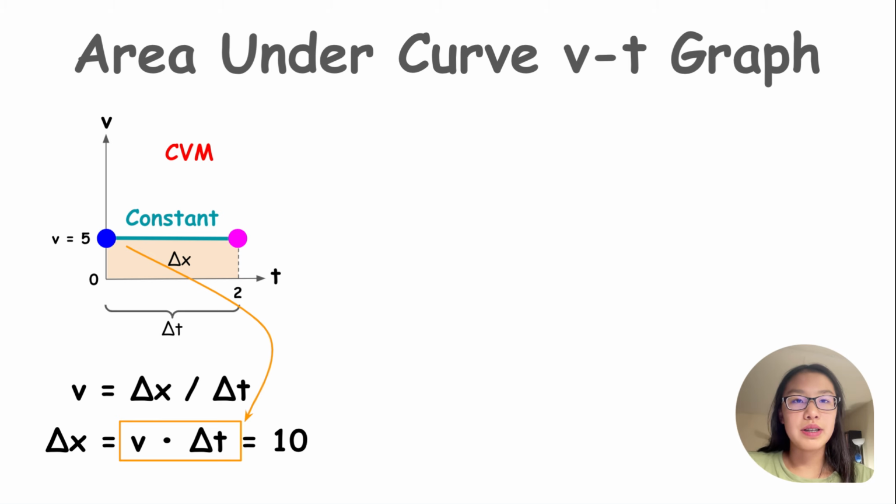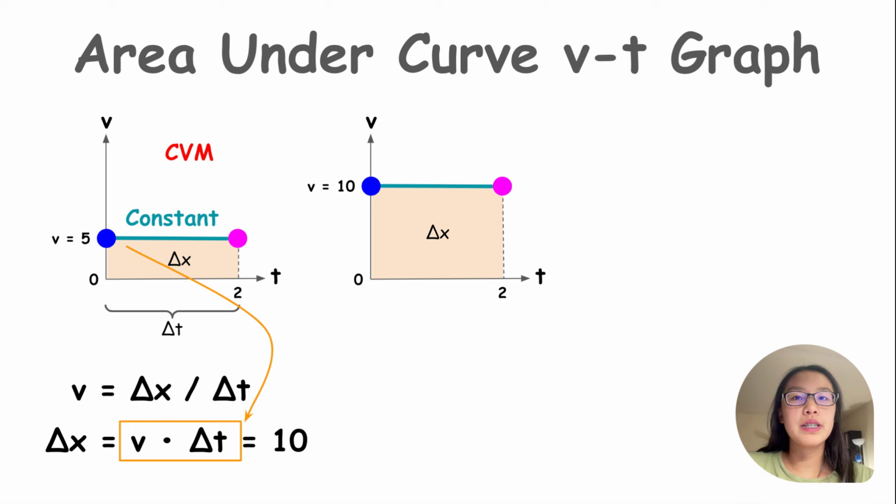Now let's see what happens if the velocity increases. Imagine the velocity is now 10 instead of 5. So, the area under curve representing the change of position, delta x, becomes 10 times 2 equals 20. You can see, with a higher velocity, the object travels a greater distance in the same amount of time. The area under curve, which represents displacement or change of position, increases as the velocity increases.